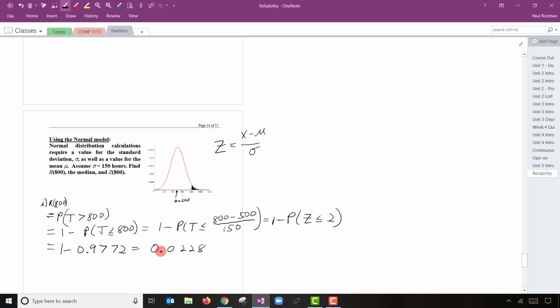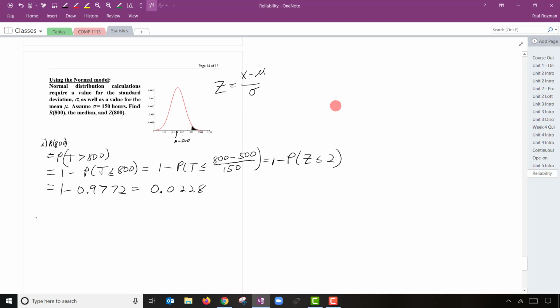So the probability of lasting 800 hours or more is relatively low here, where in the exponential, it was a pretty high number with the same mean. Of course, if we messed with the standard deviation, we could improve on this. If we made our standard deviation larger, then certainly this probability would increase.